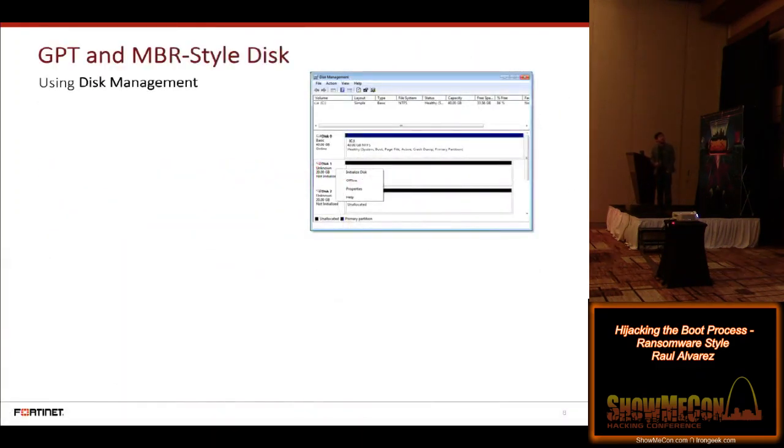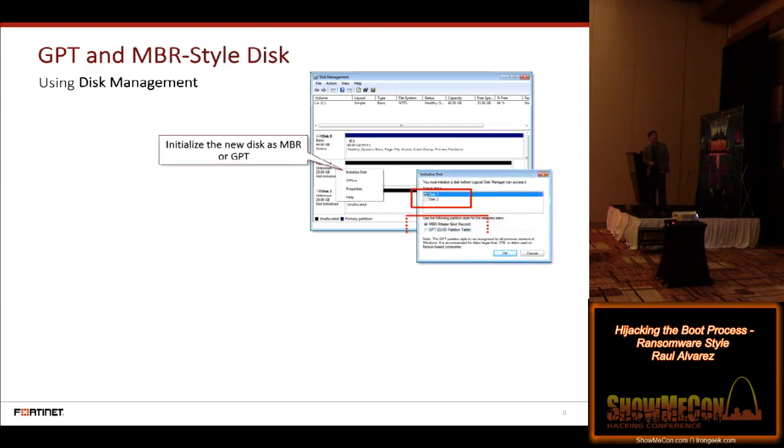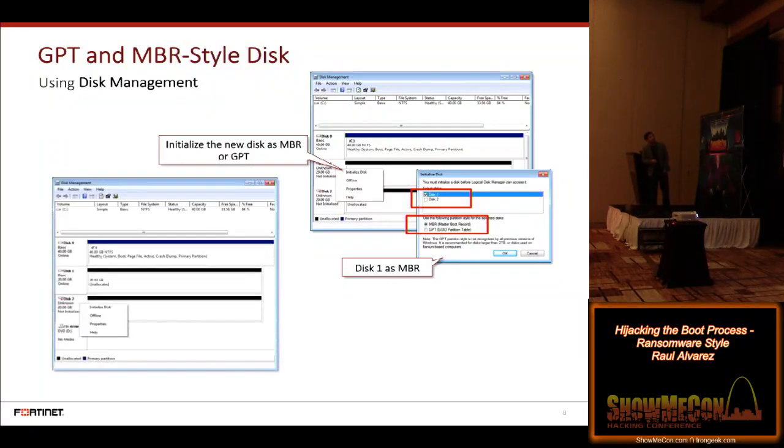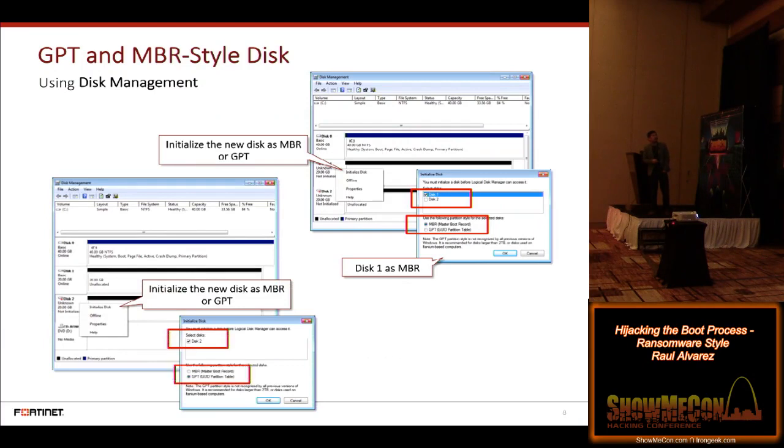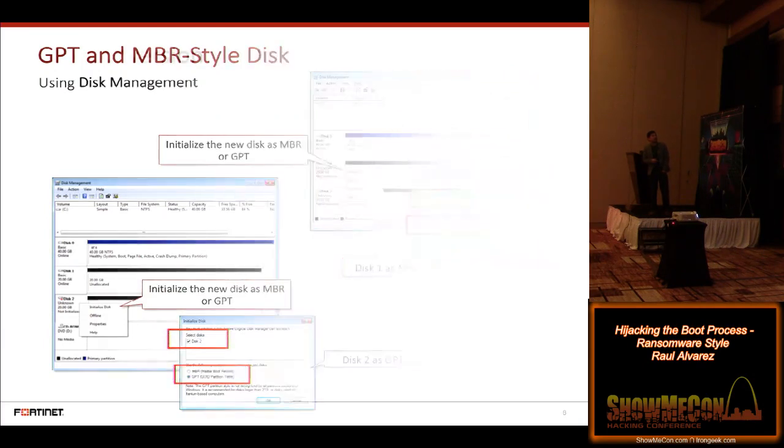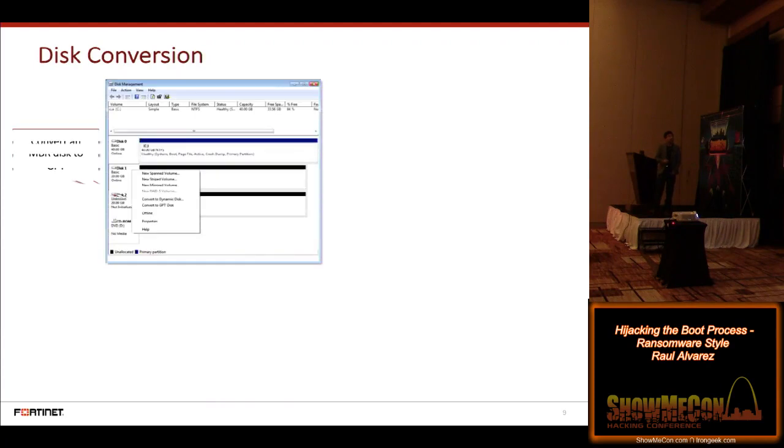You can use Disk Management, an available tool in your Windows system. You can actually initialize or format your drive as MBR or GPT. And if you already have an MBR and you want to change it to a GPT, all you have to do is this. You can change it actually. That is a pre-available tool, the conversion tool, in your Windows system.